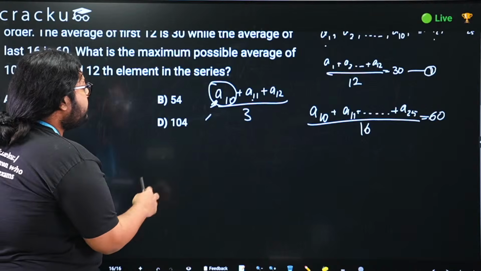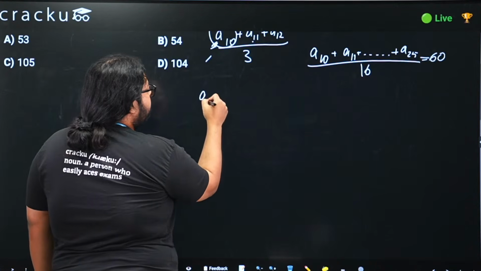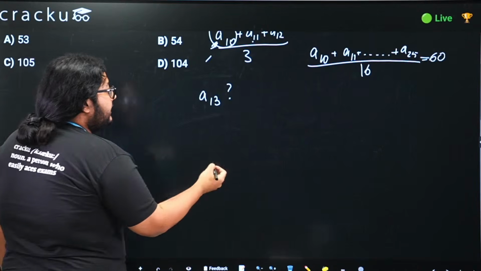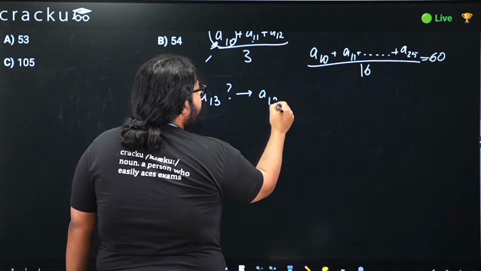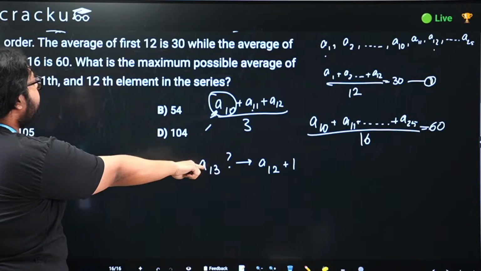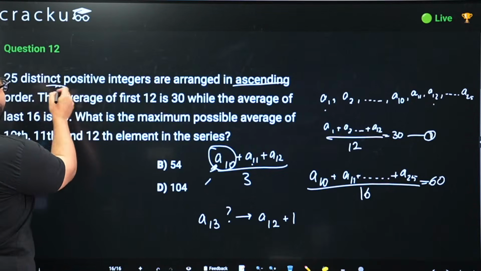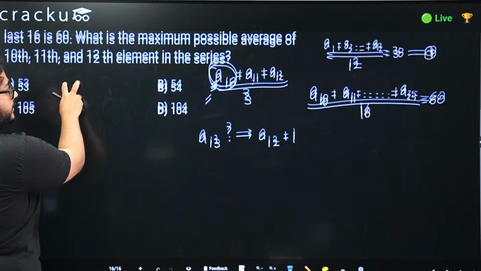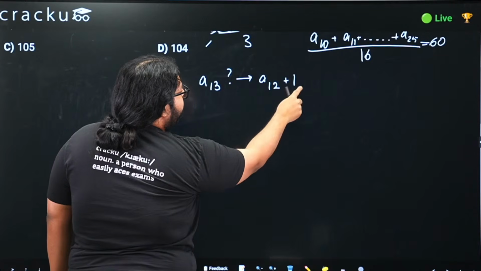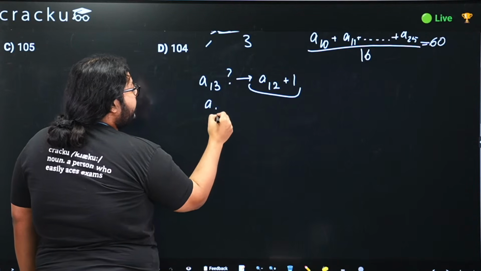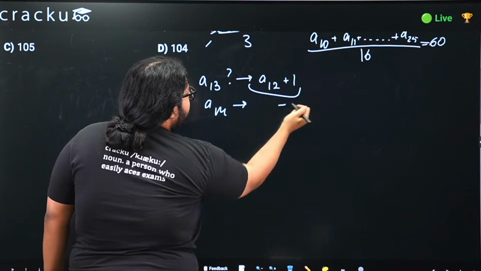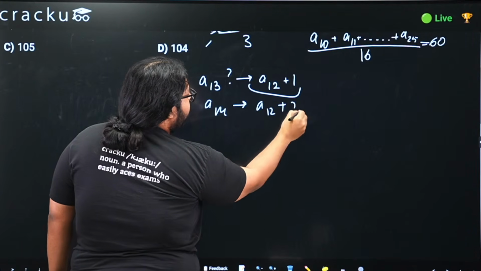What is the smallest possible value of A13? The smallest possible value of A13 is A12 plus 1. Why? Because A13 has to be greater than A12 and it is also a distinct positive integer. So the smallest possible value of A13 is A12 plus 1. The smallest value of A14 should be A13 plus 1, which means it should be A12 plus 2.